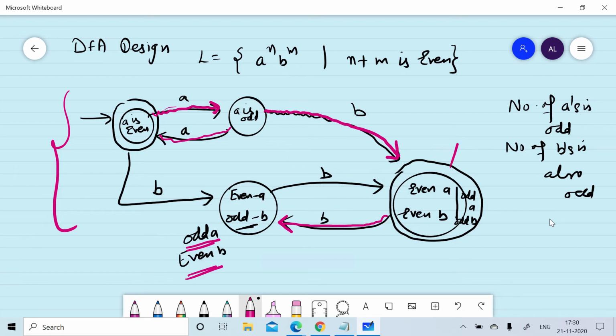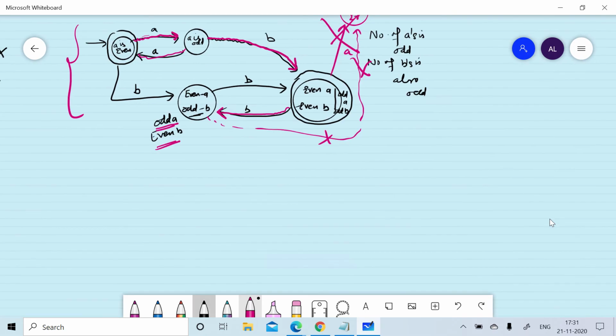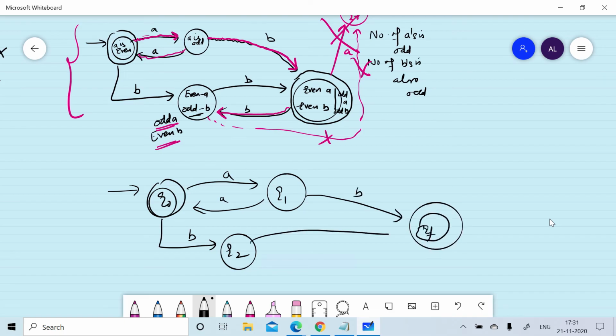If I read a over here, it will move to the reject state, as well as on this state. Whenever we are converting a DFA into a regular expression using the state elimination method, we can remove the reject state directly. So our DFA will look like this. We can represent Q0 as the final state. On a, we will come back to Q0; let's call this Q1. We will read b and move to Q2. On reading b, we will move to QF, and there are two final states.